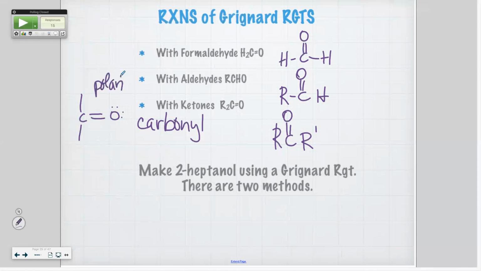Who gets the negative charge? The C or the O? The O. Why? Because it's more electronegative. So this is delta plus, delta minus. Okay, you'll notice that if you have a carbonyl, here I'll just use formaldehyde so you have a whole compound there.